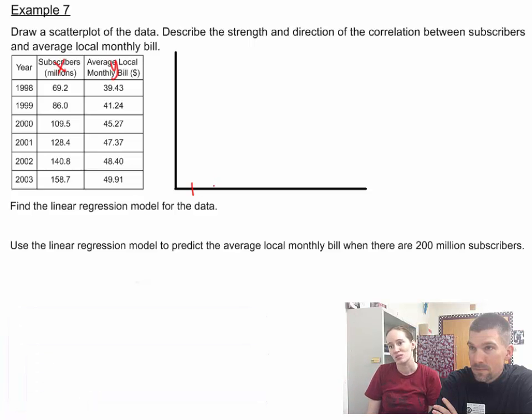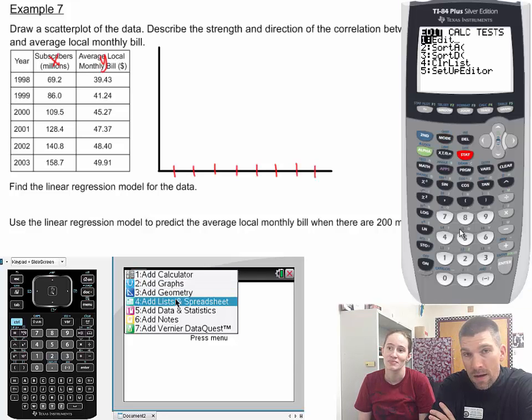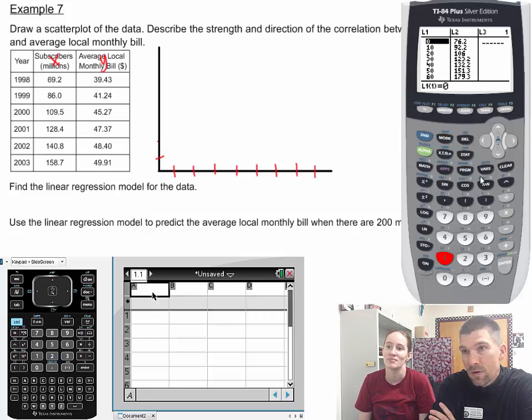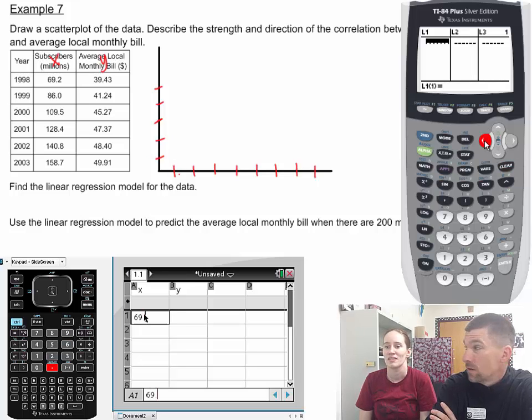We need to make some sort of scale. So put some tick marks on there, and then we'll have to figure out what to make our tick marks. A comfortable amount. We want to be able to see everything from 69 to 158 on the x-axis. On the y-axis, we'll want to see everything from 39 to 49. So the scale just might be a little different on x and y.